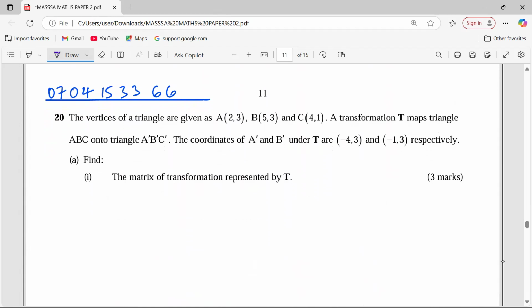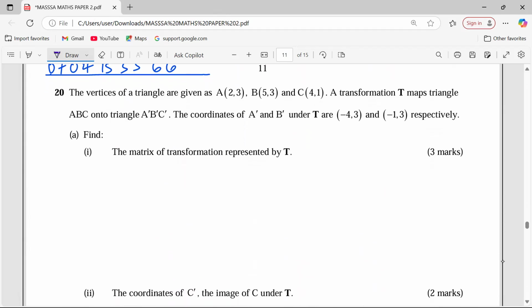Now the vertices of a triangle are A (2,3), B (5,3), and C (4,1). A transformation T maps triangle ABC onto triangle A'B'C'. The coordinates of A' and B' under T are (-4,3) and (-1,3), respectively. Find part 1, the matrix of transformation represented by T.